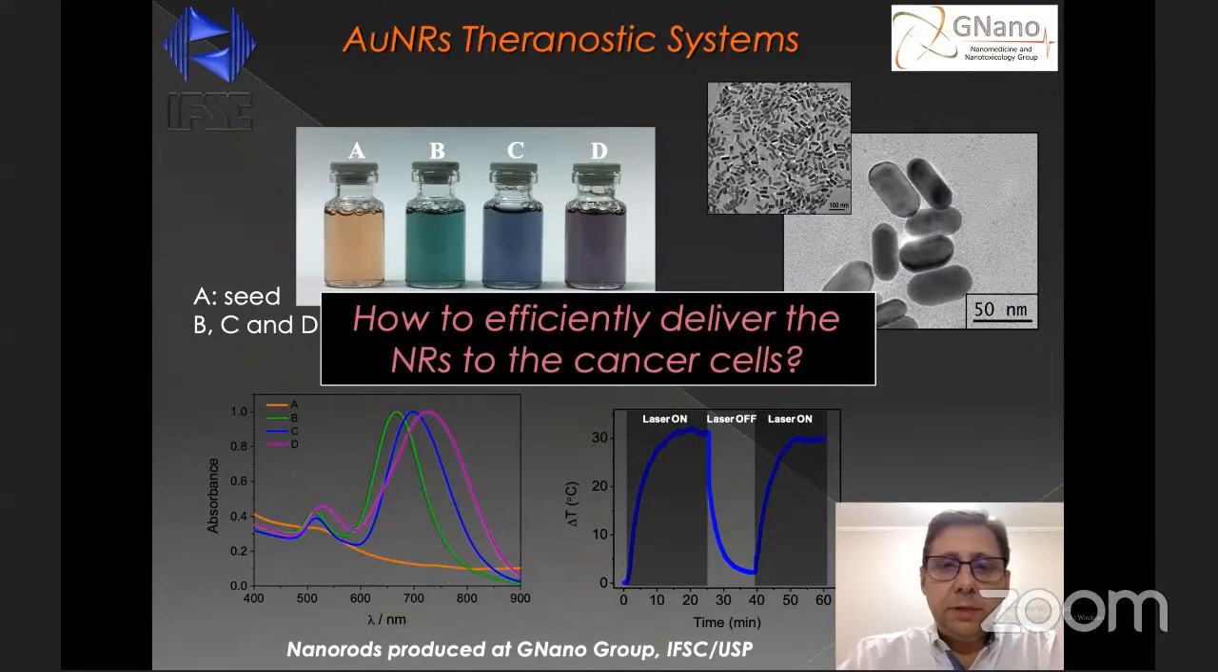After producing the nanorods, the natural question that came up was how to efficiently deliver the nanorods to the cancer cells. Obviously, we could simply inject the nanorods in the animal models or incubate them in the cell cultures, but we decided to use a very special type of nanocarrier to deliver the nanorods to the cancer sites. We used cell membrane nanocapsules.